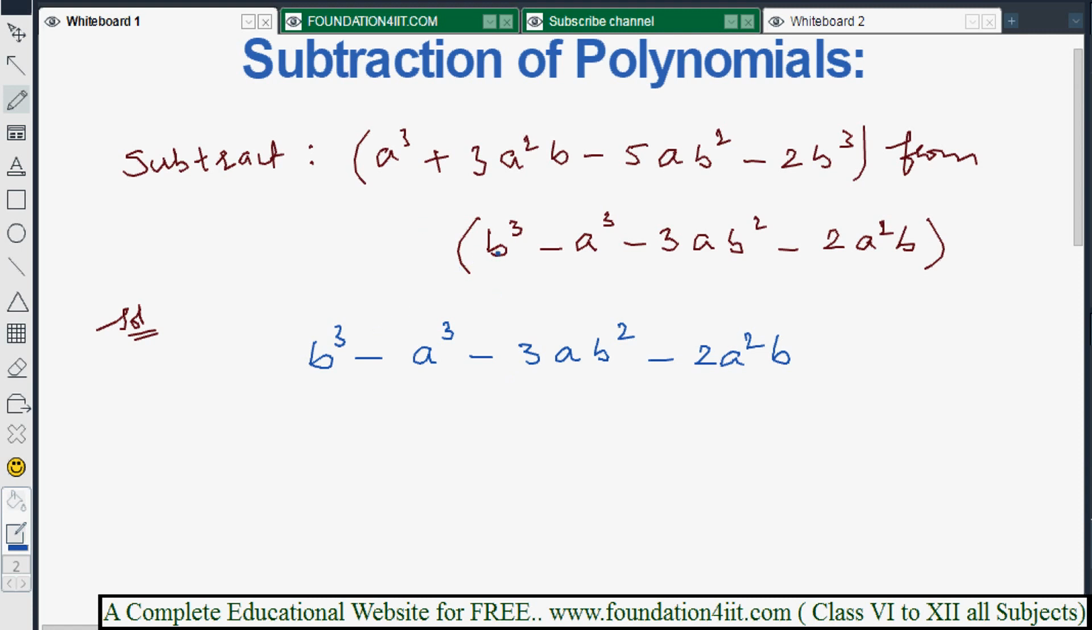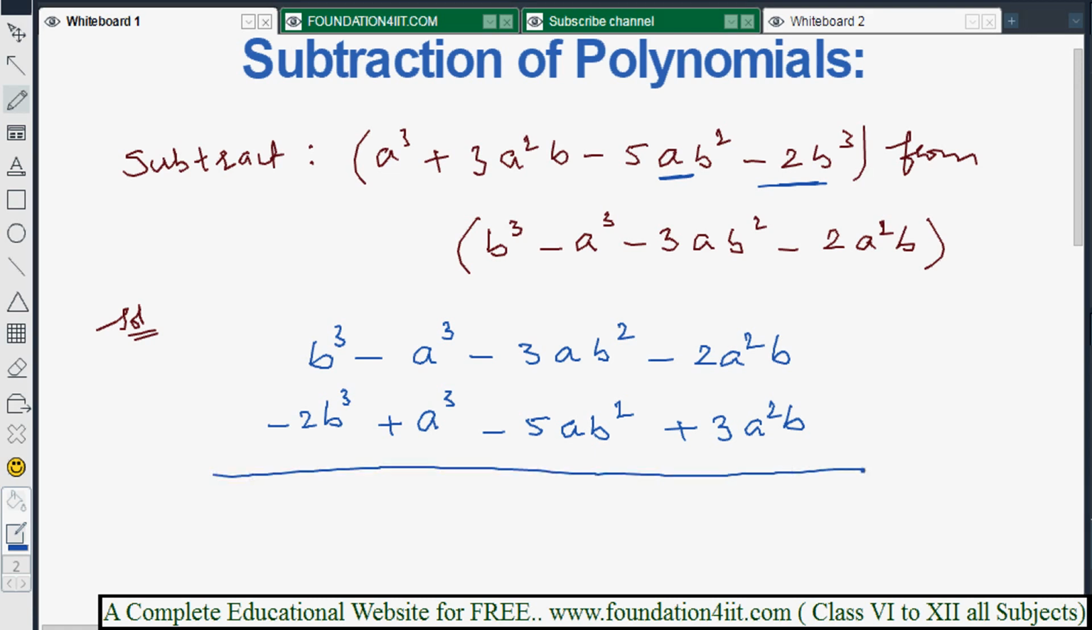Next, write in order. Order means first the b cube term. The b cube term is minus 2b cube. Next the a cube term, plus a cube. Next ab square, which is different from a square b. So minus 5ab square and plus 3a square b. So this is the first step: arrange column-wise with like terms.